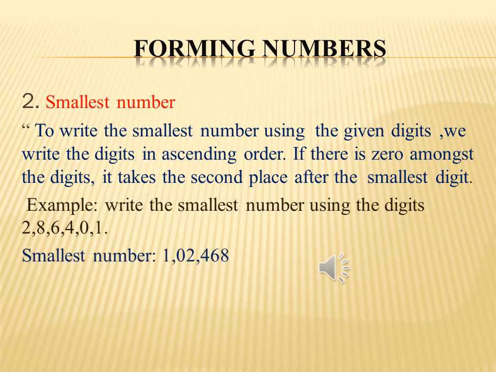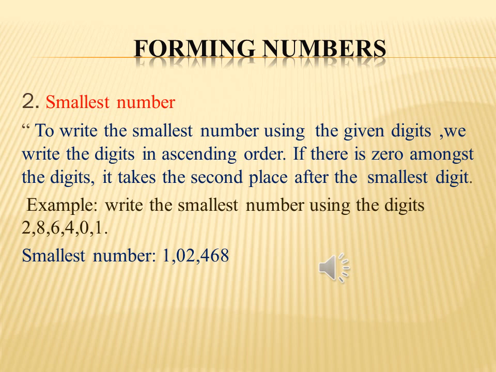Dear children, now let us see how to write the smallest number using the given digits. To write the smallest number using the given digits, we write the digits in ascending order. If there is 0 amongst the digits, it takes the second place after the smallest digit. Look at the following example. Write the smallest number using the digits 286401.